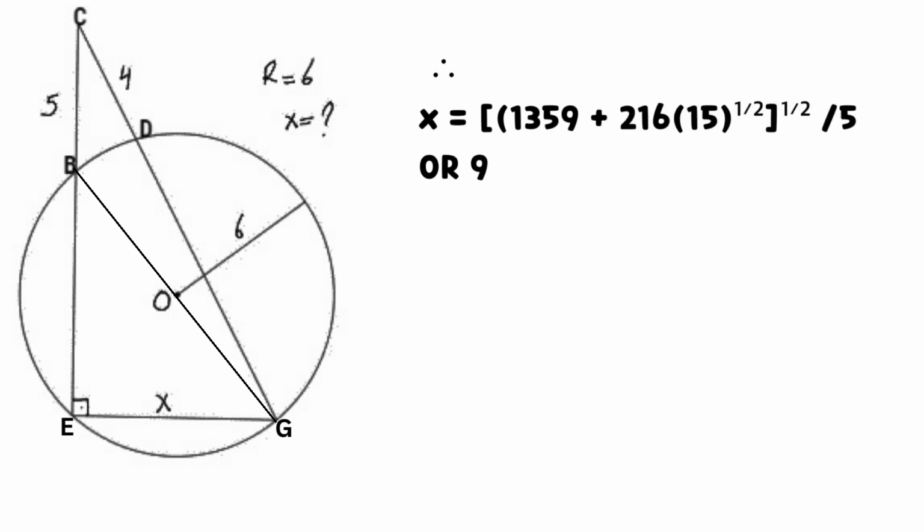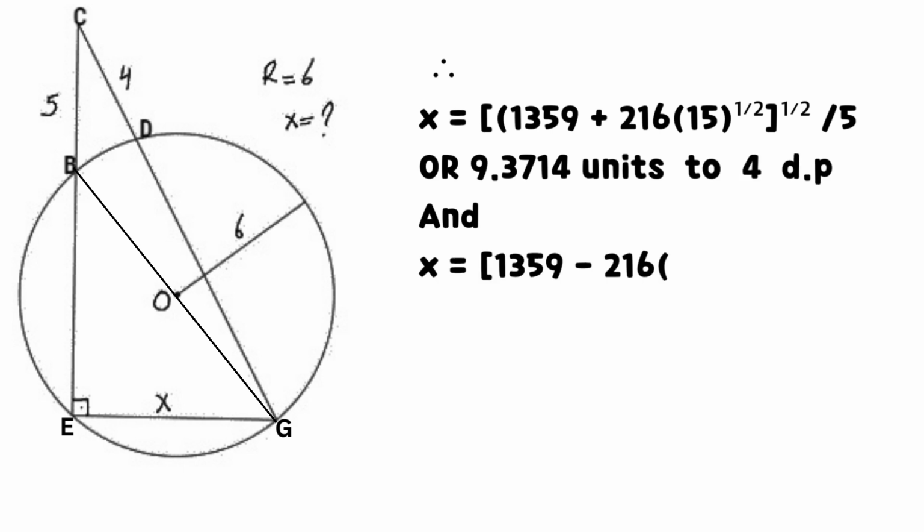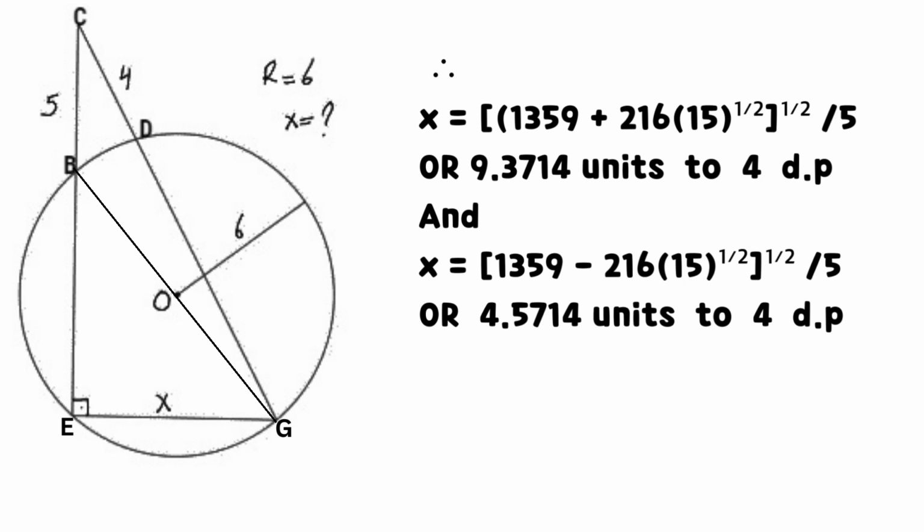Therefore, x equals the square root of the sum of 1359 and the product of 216 and the square root of 15, all divided by 5, or 9.3714 units to 4 decimal places. Also, x equals the square root of the positive difference between 1359 and the product of 216 and the square root of 15, all divided by 5, or 4.5714 units to 4 decimal places. Any of these two values satisfied the required value of x.